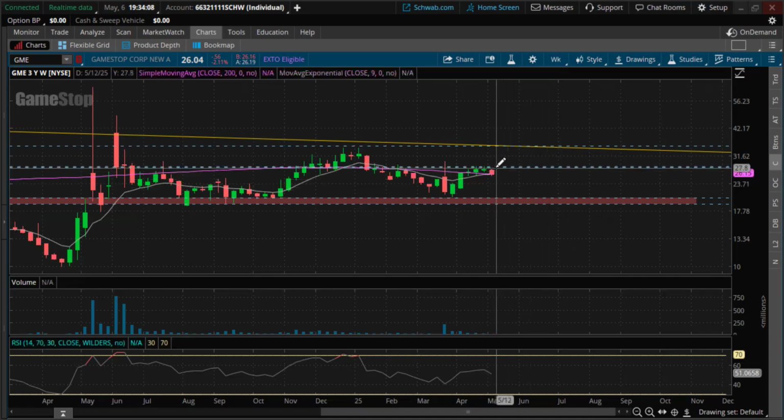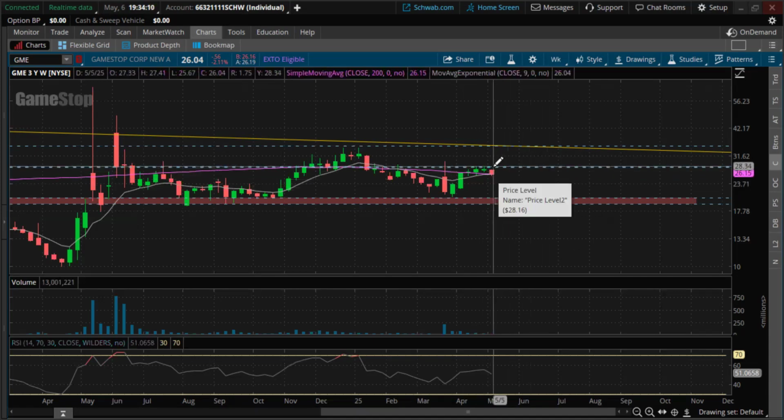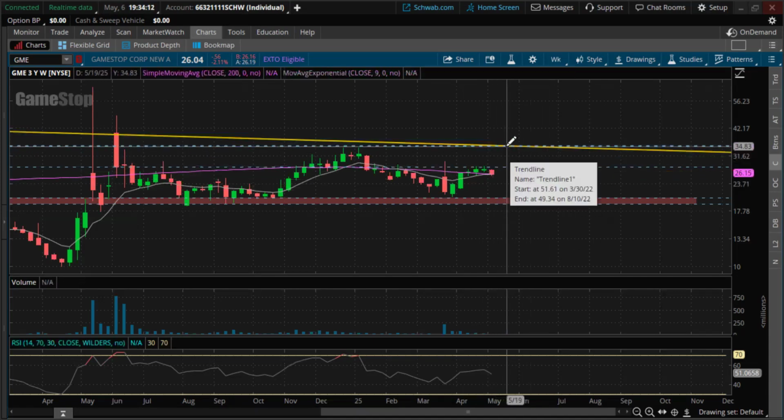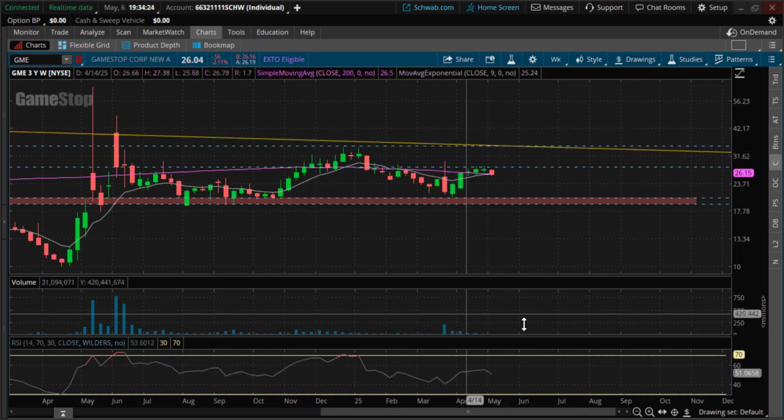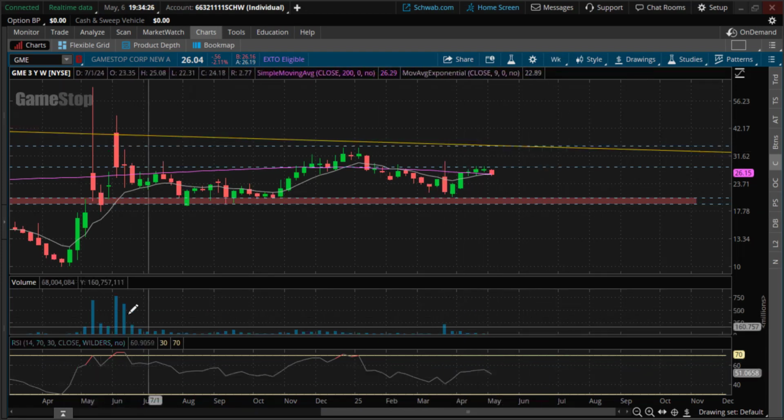Resistance wise, we're going to be looking at this $28 range, it's 28.16 really. And then above that, it's going to be this upper trend line or this $35 area, whichever does come first. It's technically 34.83, I get that, but we're just going to call it 35 just because it's nice and easier to remember in here. Now, RSI is basically neutral.